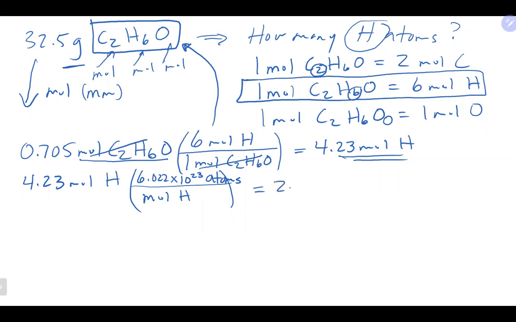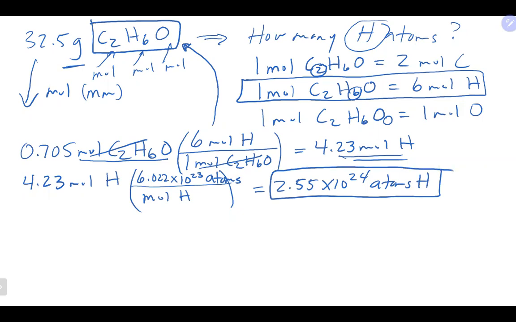Gets us 2.55 times 10 to the 24 atoms of hydrogen. Those guys cancel. First off, any questions on that there? Now, I got an answer here because my next question is going to be, what happens if I didn't want atoms?